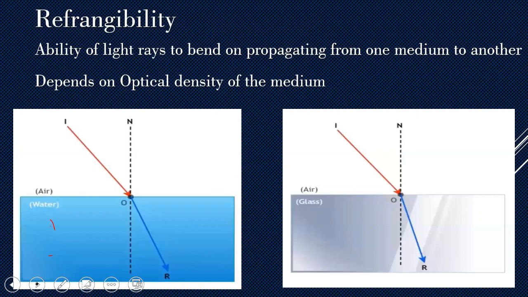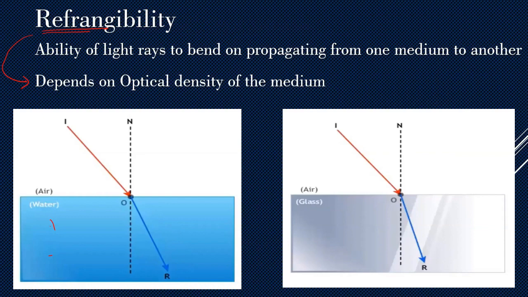Now, what do you mean by refrangibility? Okay, this concept is based on refraction only. Refrangibility is basically the ability of the light rays to bend on propagating from one medium to another. Refrangibility depends upon the optical density of the medium. Now, a question must have arisen in your mind: why is light bending? Okay, fine, there is density.